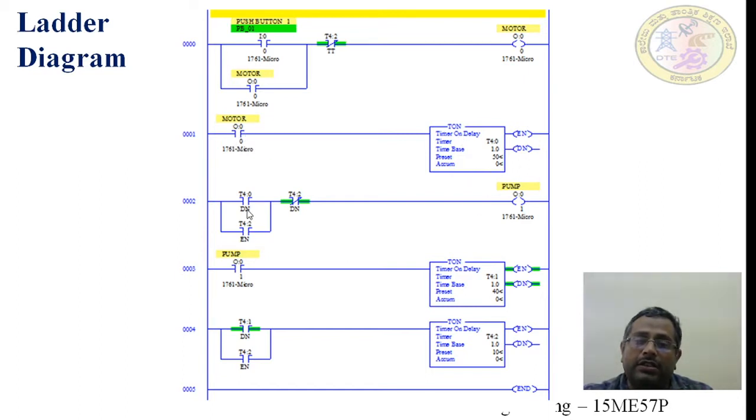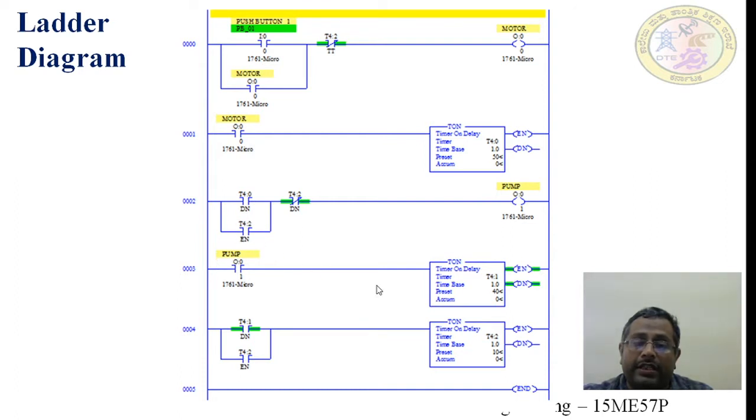And in the third rung we are switching on the pump. To switch on the pump, this timer has to activate this open contact. After reaching 50 seconds, the pump should be on. That's why we are using the done bit here. And this is again the latching.